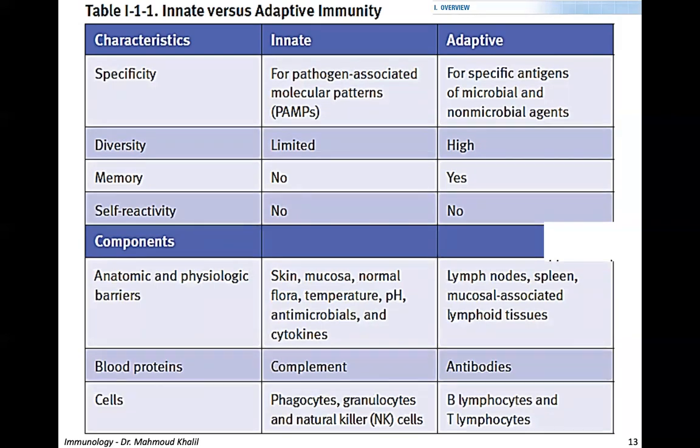What about the proteins that participate in these two different branches? You have the complement system, which, if you remember, is a group of proteins activated by three different pathways, while for the adaptive, we have the antibodies. What about the cells participating in the two branches? Two major cells participate in the innate immune response: the phagocytes and the natural killer cells. While for the adaptive, the two major cells are the B cells, or B lymphocytes, and the T lymphocytes.